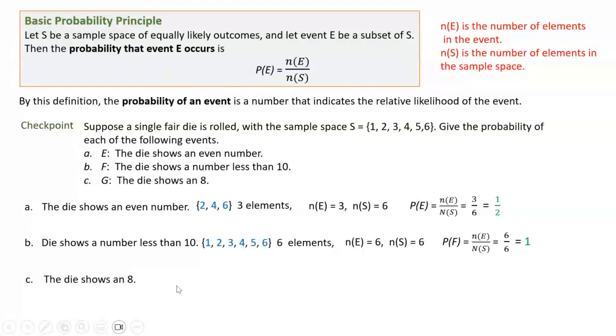For C, the die shows an 8, right? There's no 8 on the set 1, 2, 3, 4, 5, 6. So it's going to be 0. So 0 over 6 will give us 0. So there's no way we can get an 8 because there's no 8 on the sample space.